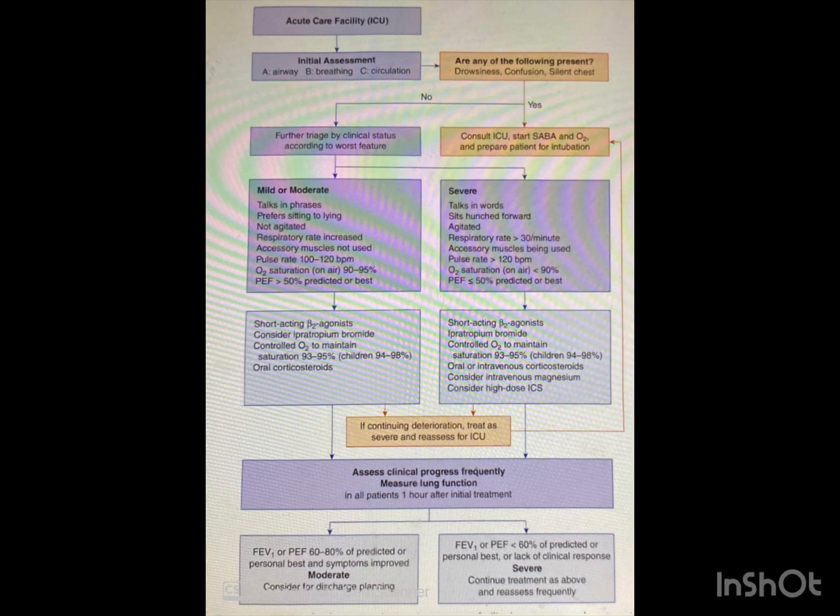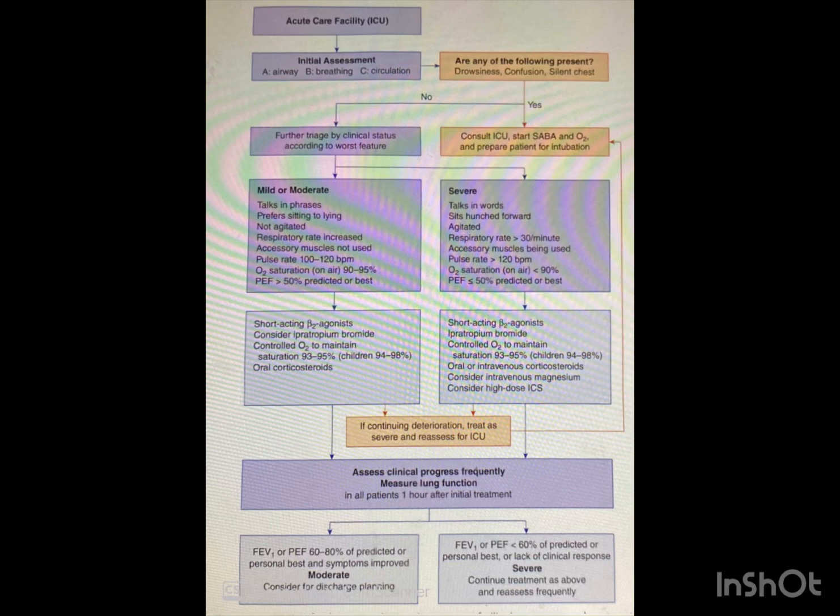In mild cases, inhaled short-acting beta-2 agonists are needed at increased doses every 3 to 4 hours for 24 to 48 hours. If the patient is not improving after 48 hours, then a 5 to 7 day course of oral steroids is given.